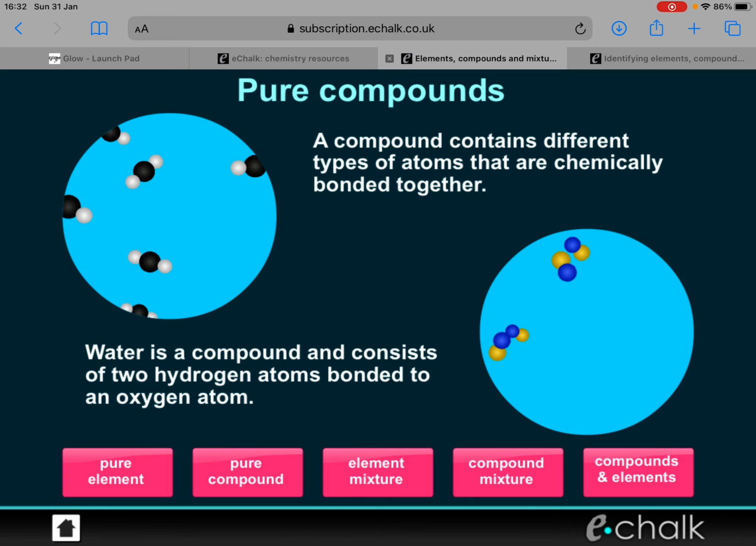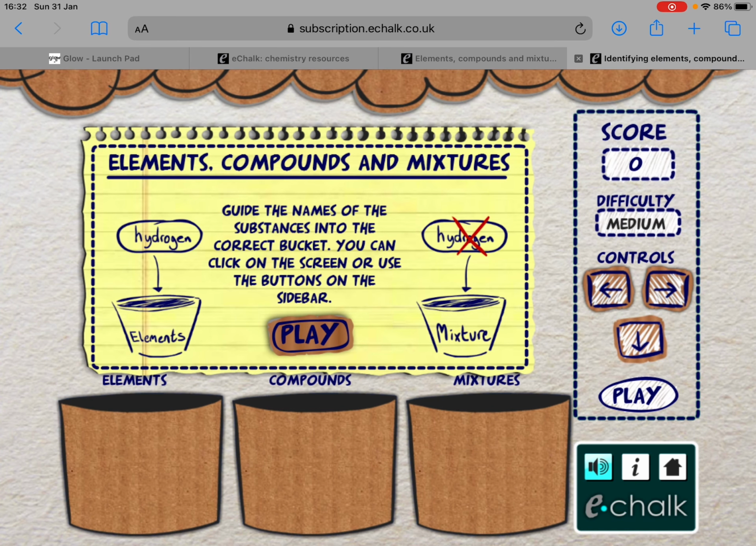Now, the last success criteria was about being able to identify elements, compounds and mixtures. So obviously if there's a picture and we look at the atoms, then that's quite easy. But what if we were to know the names of some of them? Then how would we go about that? So if you were in the class just now, what I would be doing is playing this little game with you and getting you to shout out. But obviously you're not here, so I'm just going to have to show you how it works.